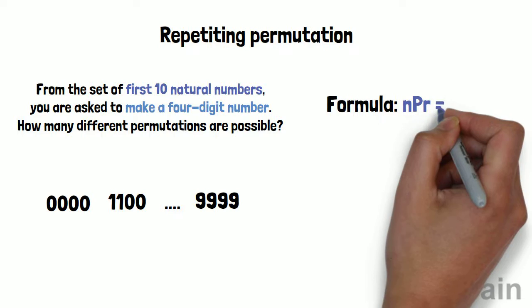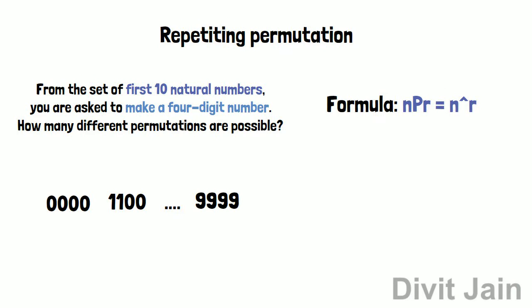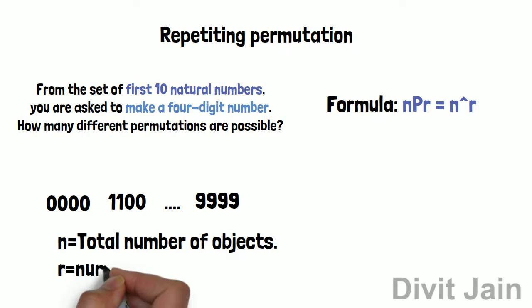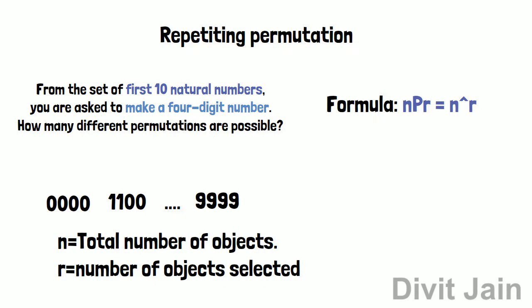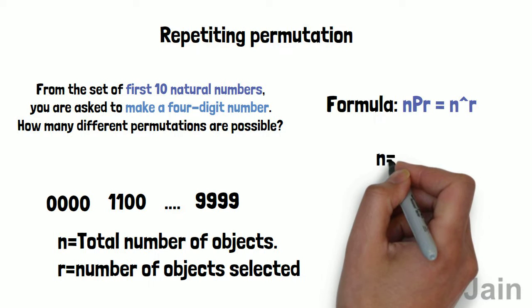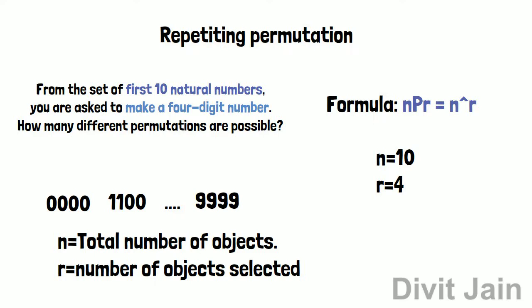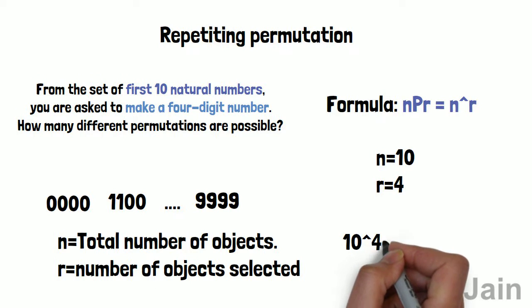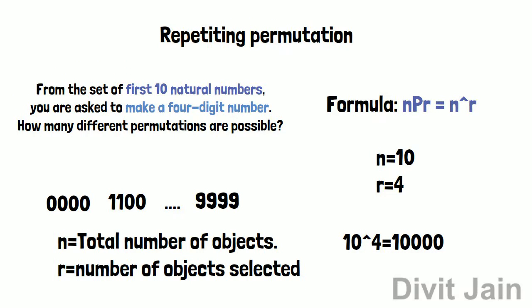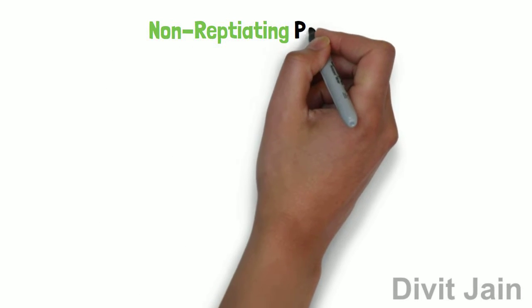So the formula for repetition permutation is nPr, which means n raised to the power r. n is the total number of objects and r is the number of objects selected. So in this example, n will be 10 as there are 10 digits and r will be 4 because we have to make a 4-digit number. 10 raised to the power 4 is 10,000, which is our answer.